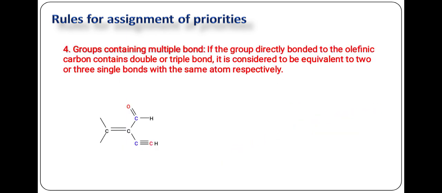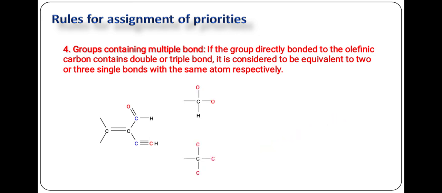Then the fourth rule is groups containing multiple bonds. If the group directly bonded to the olefinic carbon atom has a double or triple bond, it is considered equivalent to 2 or 3 single bonds with the same atom, respectively. That means if the group directly bonded to the olefinic carbon contains a double or triple bond, you have to treat it as equivalent to 2 or 3 single bonds with the same atom.